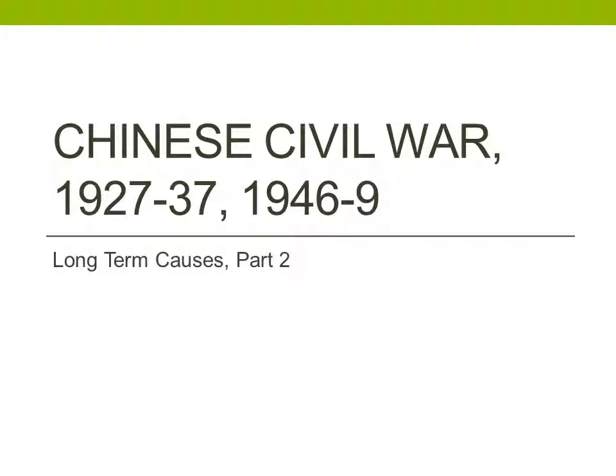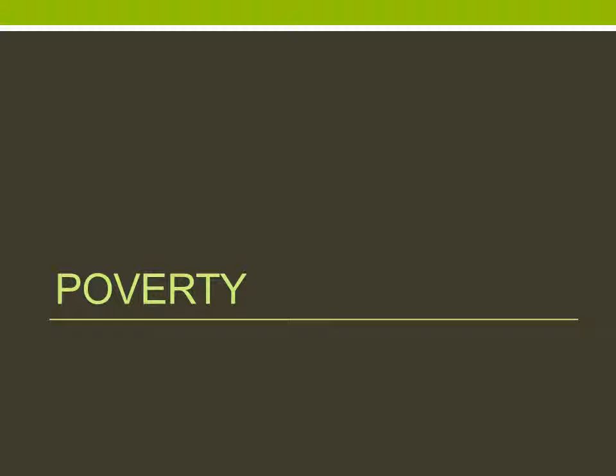And here we continue our discussion of the long-term causes of the Chinese Civil War. This is part 2, and this part is going to look at the poverty and imperialism. One of the biggest problems faced by China and one of the underlying causes of the civil unrest is that of poverty.